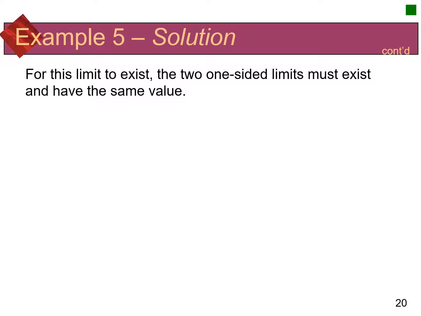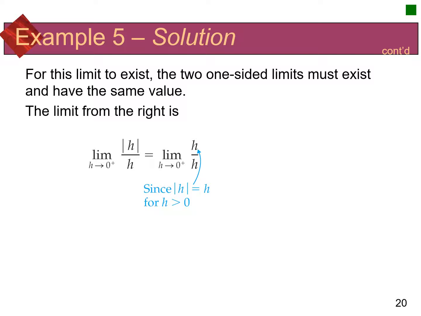For this limit to exist, the two one-sided limits must exist and have the same value. And we're going to have this issue because of what the absolute value function does, because it does one thing for positive numbers and another thing for negative numbers. So if I do the limit as h goes to 0 from the positive side of the absolute value of h over h, since h is positive in that instance, then the absolute values do absolutely nothing. And because of that, I would then be able to do the h divided by h. So I have the limit as h goes to 0 from the positive side of 1.